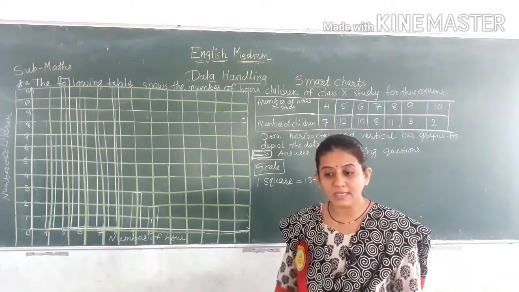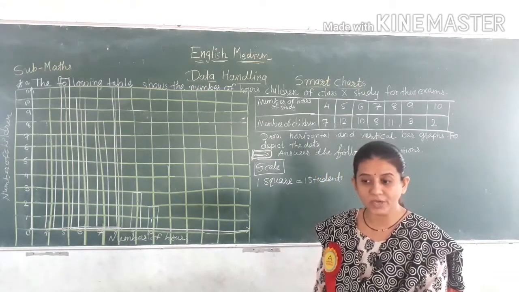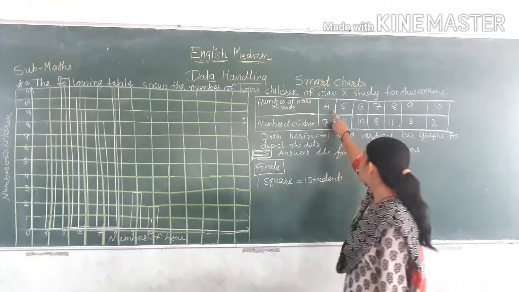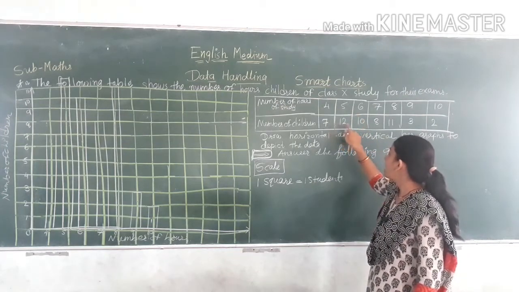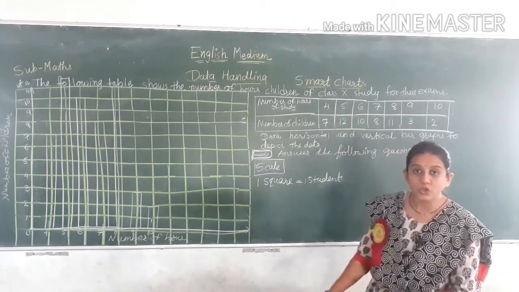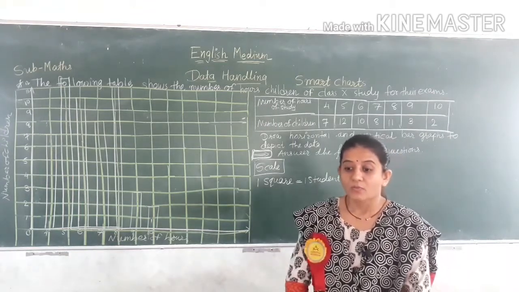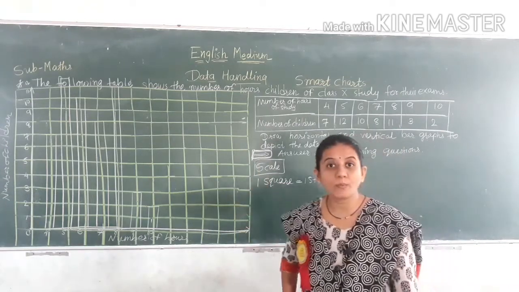How many students study for less than 6 hours? Less than 6 hours means 4 hours and 5 hours. So 12 plus 7 is 19. 19 students study for less than 6 hours. This type of bar graph you should make at your home.